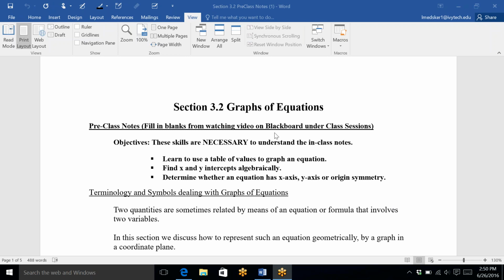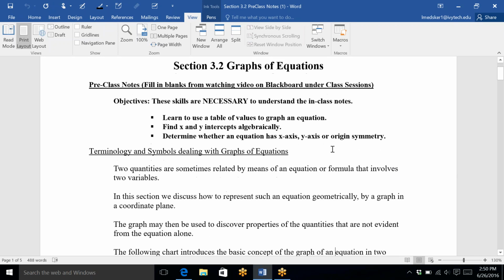So we're going to learn how to use a table of values to graph an equation, find x and y intercepts algebraically, and determine whether an equation has an x-axis, y-axis, or origin symmetry. Okay, so things we need to talk about.